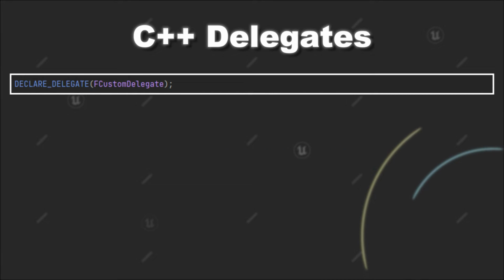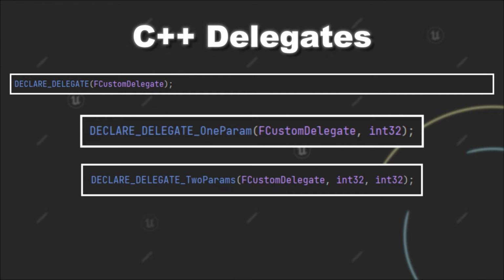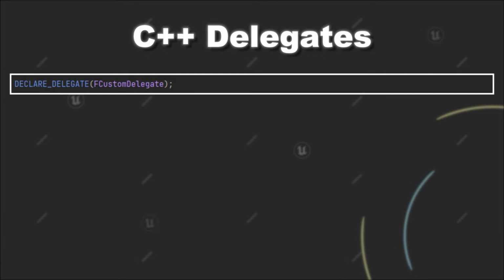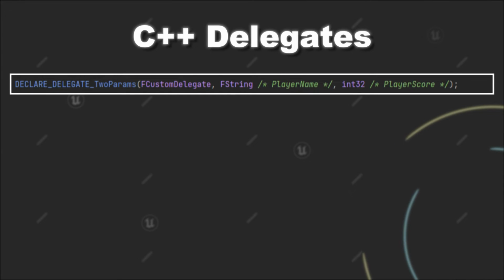If we want to add arguments to our delegate, we do that at the end of our macro by adding the underscore one param for one parameter and underscore two params for two parameters, and so on up to 9 parameters. So, for example, if you create a delegate with 2 parameters, you would add underscore 2 params and then add the parameters after the definition of your custom delegate type. For not dynamic delegates, you just have to provide the data type for each parameter. However, it is common that you add the name as a comment after the data type to make your delegate be a bit more understandable at first glance.